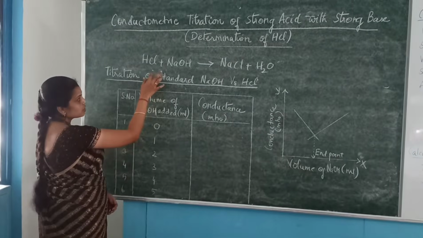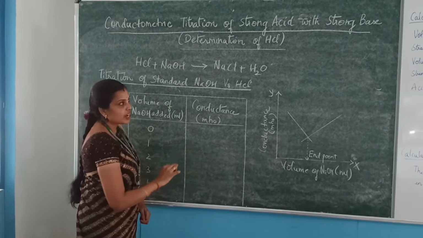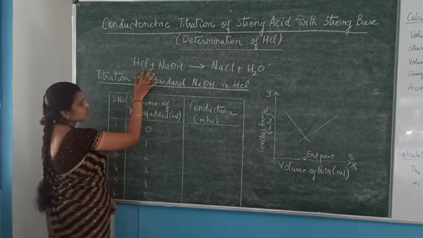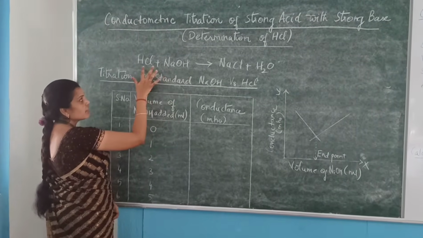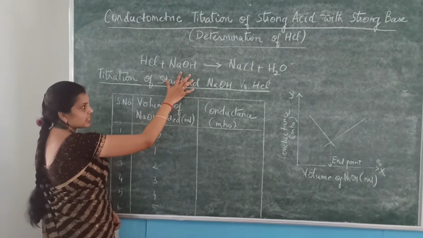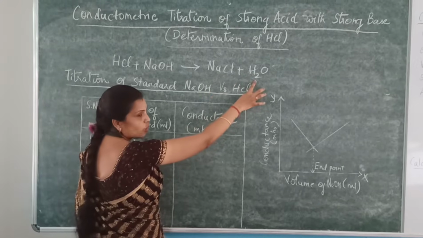So this is the reaction which is taking place during the conductometric titration of a strong acid and a strong base. The strong acid which we have used is hydrochloric acid, and the strong base is sodium hydroxide. When hydrochloric acid and sodium hydroxide are titrated, the resulting products will be sodium chloride and water molecules.